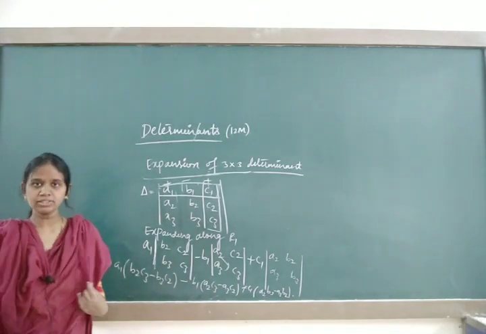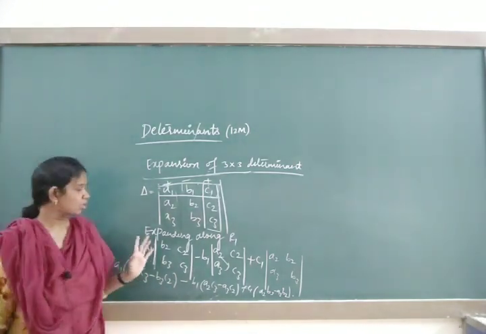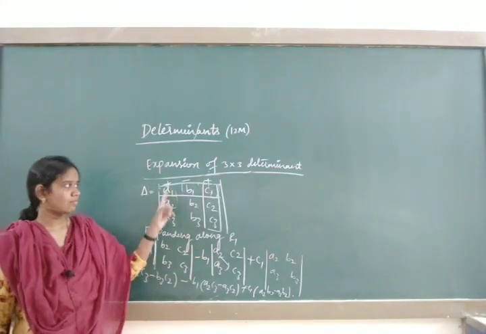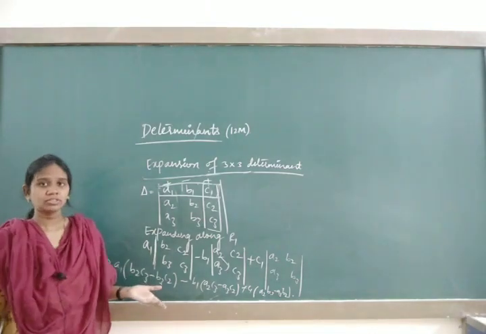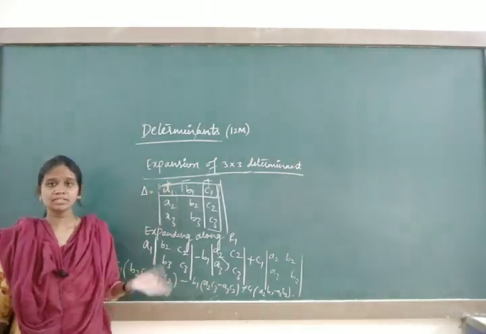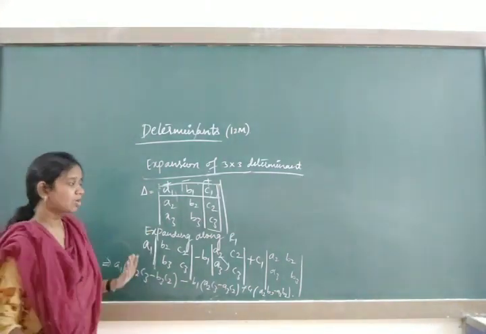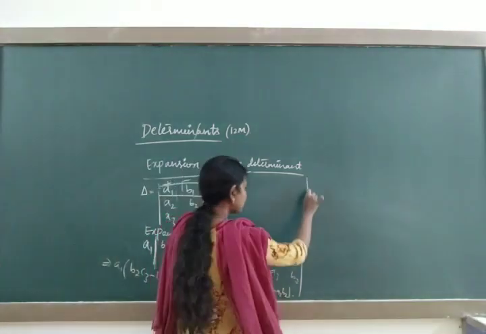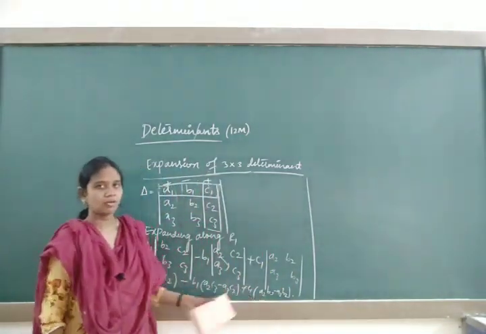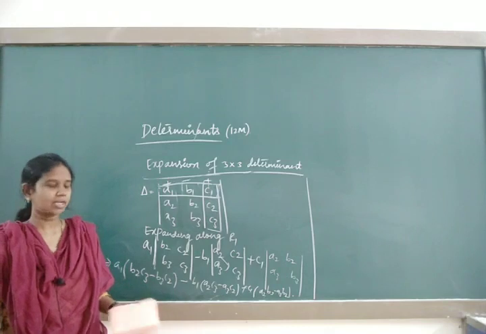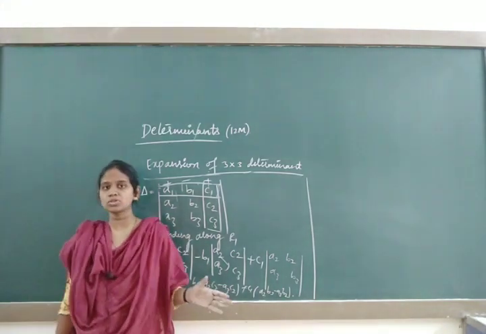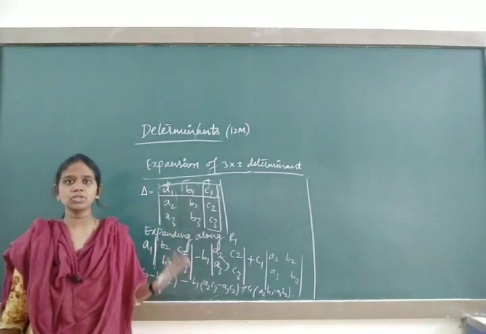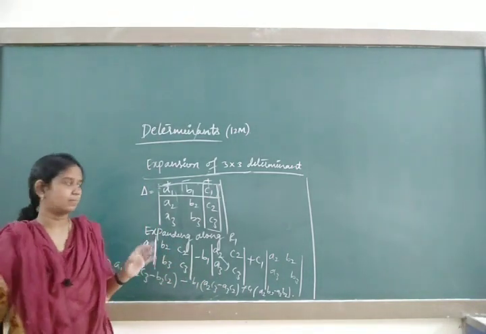So there are 6 ways, 3 for the row and 3 for the column. Expanding along R1 means you have to take signs plus minus plus. Now the question arises, why madam, why do we have to take the signs as plus minus plus? Because mathematicians have given a formula with the help of what is known as the minor. Whatever 3 cross 3 matrix is there, you have to make it a 2 cross 2. When you make it a 2 cross 2, it is known as the minor.